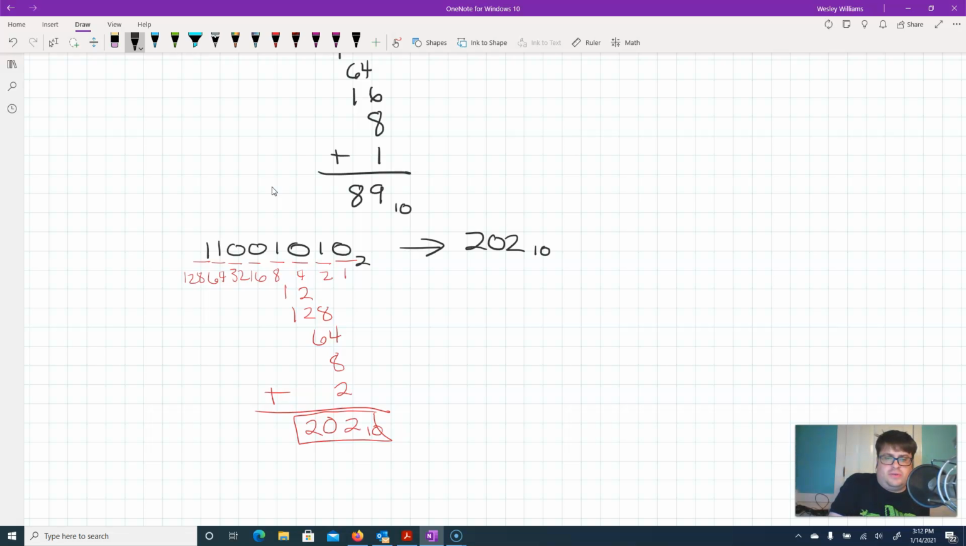I think that makes sense. And if you have any questions, feel free to reach out to me. I hope this is a pretty plain way to do some conversions between binary and decimal. I think this is.